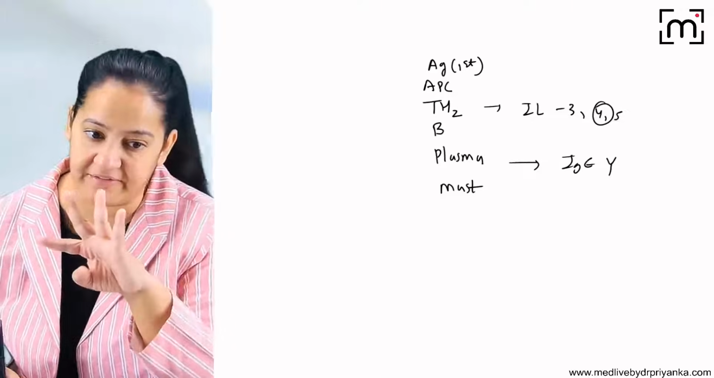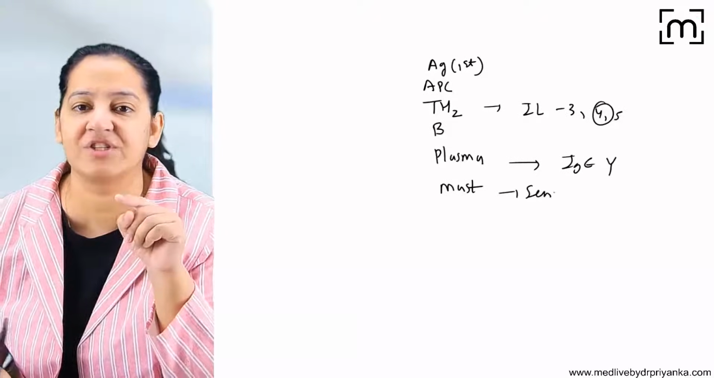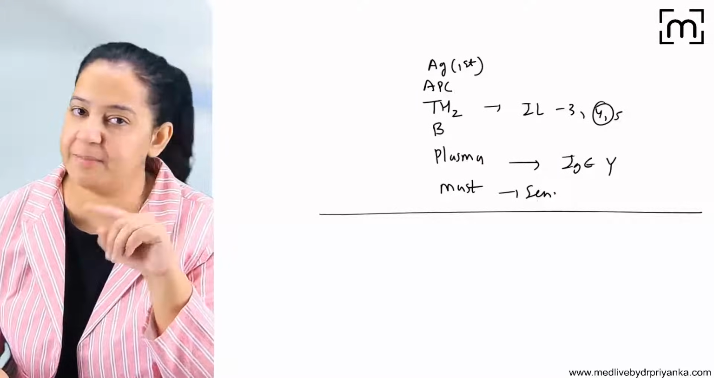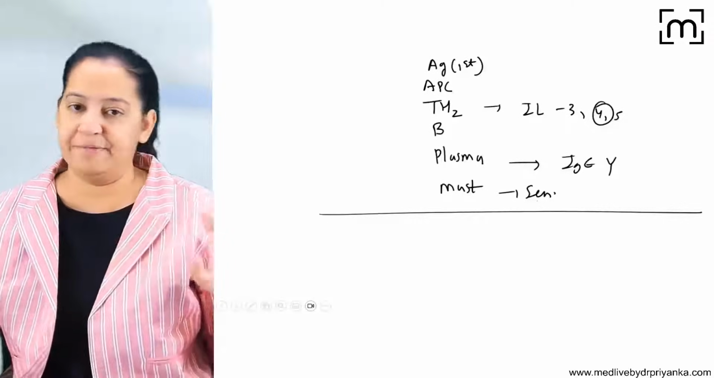This IgE antibody will go to the mast cell, bind on the surface of the mast cell and remain there forever. And this step is known as sensitization. This episode is over. Now these antibodies will destroy the antigen also.